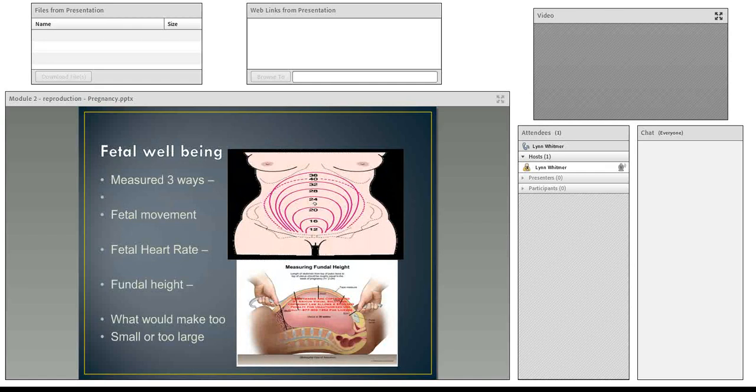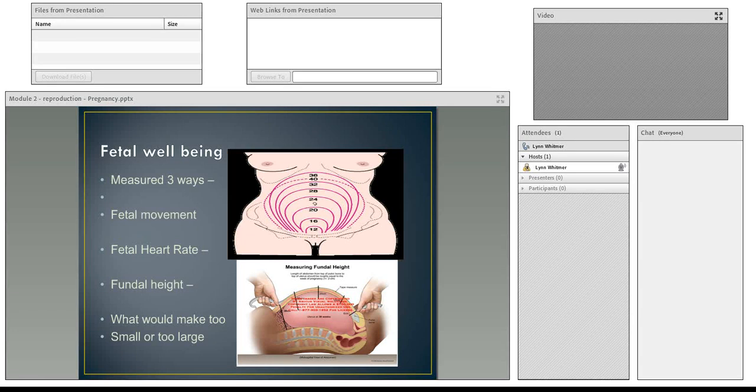Remember, we talked about the 3 fetal well-beings, and one is fetal movement, and we know that that begins as of 16 weeks for a multiparous patient. This is not her first baby. For a primigravida, someone for whom this is her first pregnancy, she will not feel the baby move until 18 weeks, and that's why we can say 16 to 20 weeks is our parameter for fetal movement.